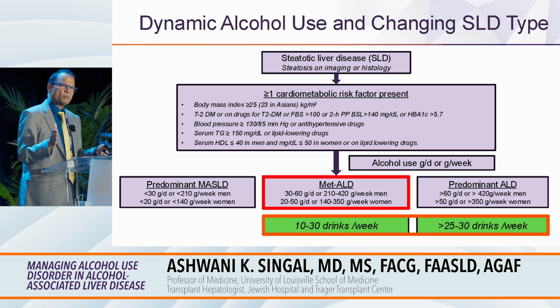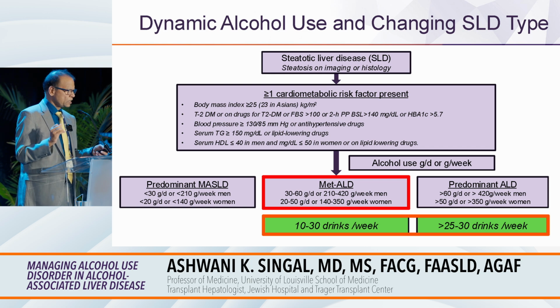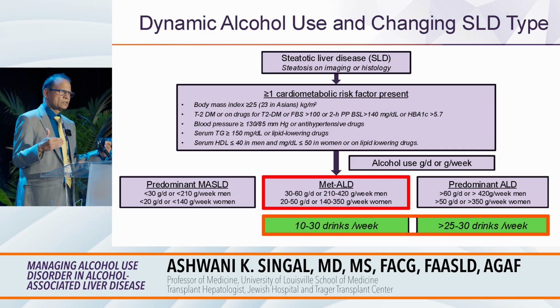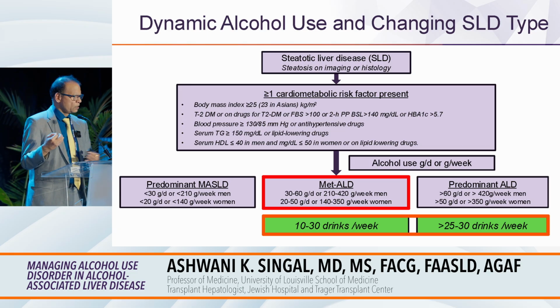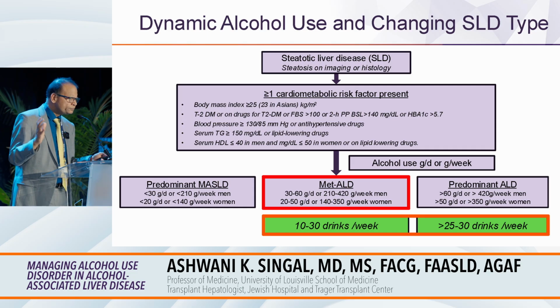So something to remember, not only when you are treating these patients or addressing alcohol use disorder in clinical practice, but also when you're enrolling in clinical studies, because alcohol use is the major factor to decide what kind of steatotic liver disease the patient has. So the phenotype might change depending on the frequency of drinking and the severity of drinking.